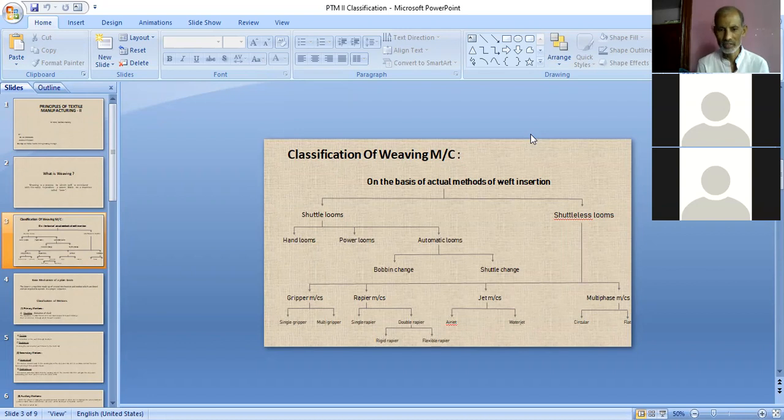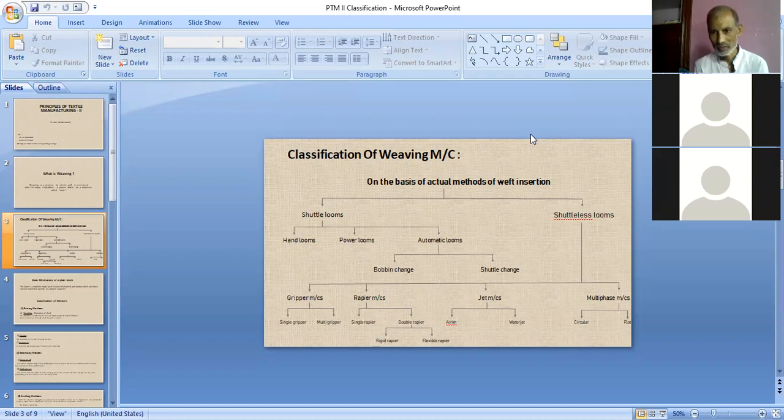Double rapiers are further categorized into 2 categories: rigid rapiers and flexible rapiers, depending on the quality of the rapier. If it is a rigid type of rapier, it is known as a rigid rapier, and if it is flexible, which means it can bend, it is known as a flexible rapier loom. Jet machines are categorized into 2 categories depending on the material we are using. If we are using air, it is known as air jet machines. And if you are using water for the weft insertion, it is known as water jet machines.